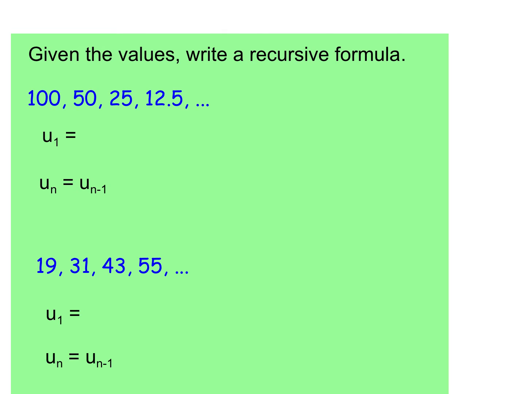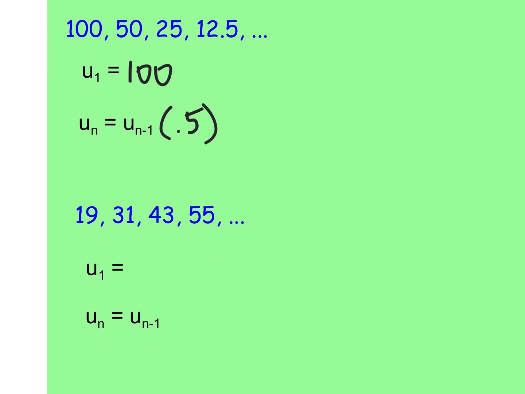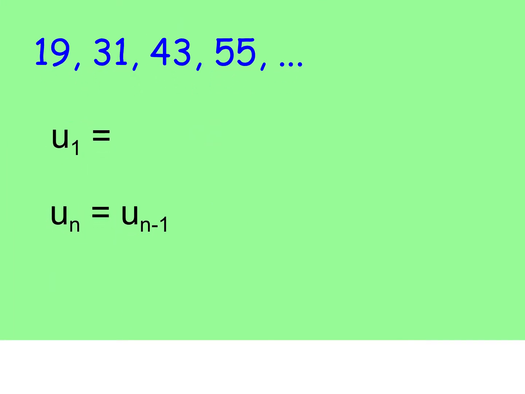Okay. So this one's going to go down. That's the first time we've had one going down by like cutting in half each time. U sub 1 is still 100. That's easy. Humphreys, what do you think we put here to make it get half as big each time? 0.5. Yep. That's it. Feel pretty easy? Okay. We're almost done.